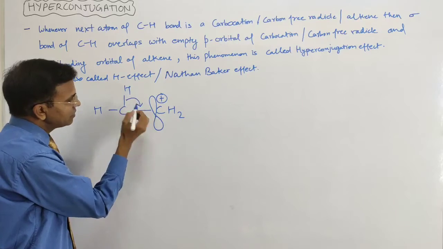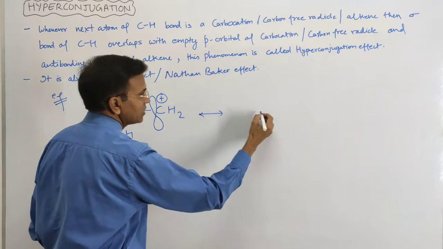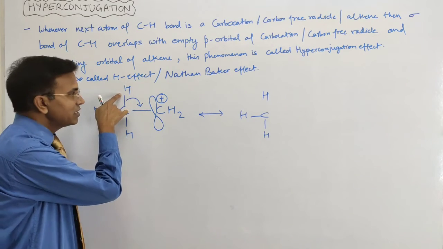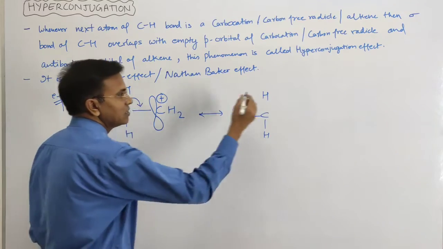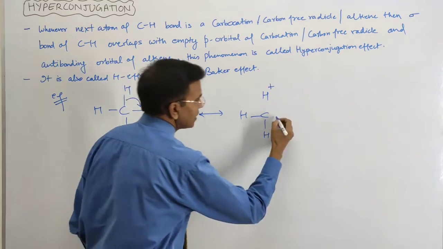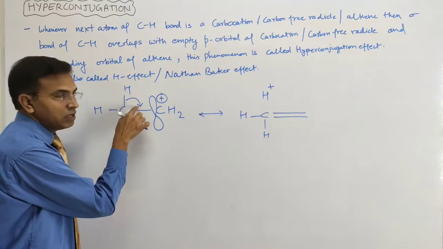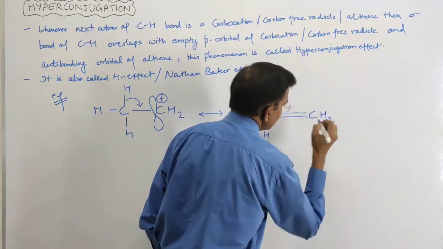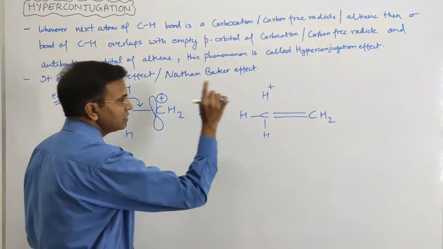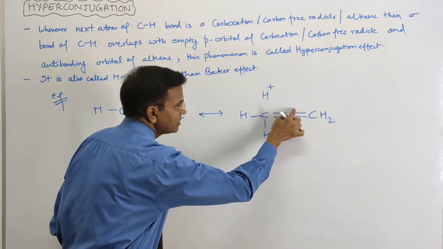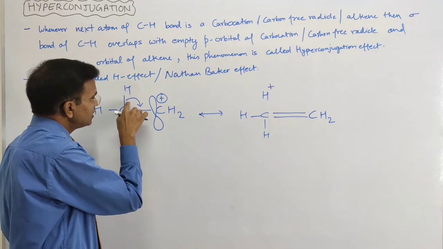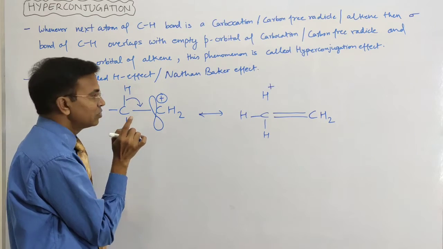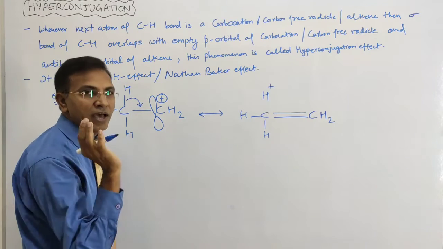So it comes here and the next resonating structure will be this: the hydrogen possesses a positive charge because the electrons delocalize. So it becomes positive and here becomes a double bond because of the overlapping of the p orbital. So here becomes the CH2, right? So this CH bond delocalizes with the empty orbital, meaning the CH bond overlaps with the neighboring empty orbital carbon atom. This kind of phenomenon is called the H effect.